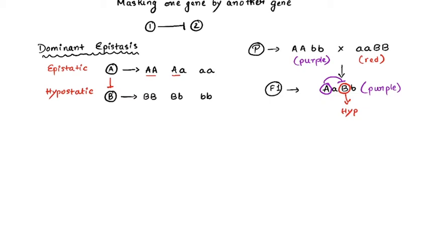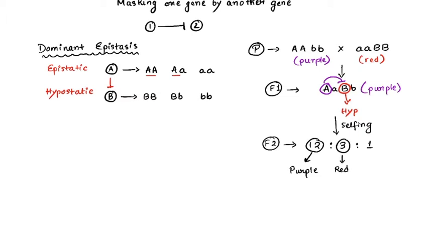Now we move on and we self the F1 generation, that is, we self-cross the F1 generation. We get the F2 generation, and the F2 generation won't have that typical dihybrid cross ratio of 9:3:3:1. Instead, it would have 12:3:1. Now, 12 would be the number of individuals that are purple, 3 would be the number of individuals that are red, and one individual would have neither purple nor red. Let's say it has the color white. So this would be the case for the F2 generation ratio.